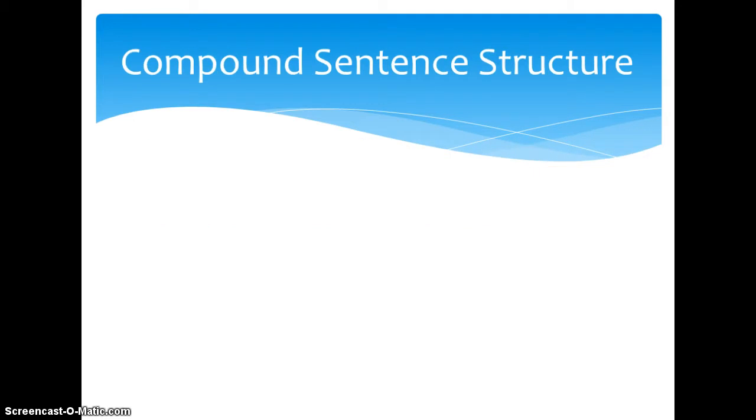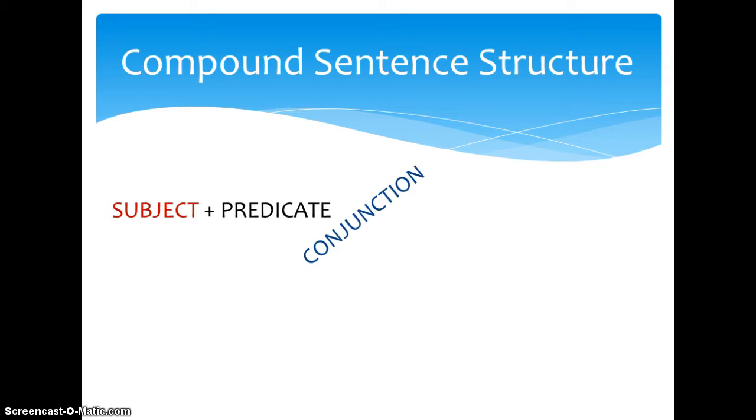A compound sentence has a very specific structure. Every compound sentence has a complete sentence in front of the conjunction with a subject plus a predicate, then a conjunction, and then a complete sentence after the conjunction with another subject plus a predicate.